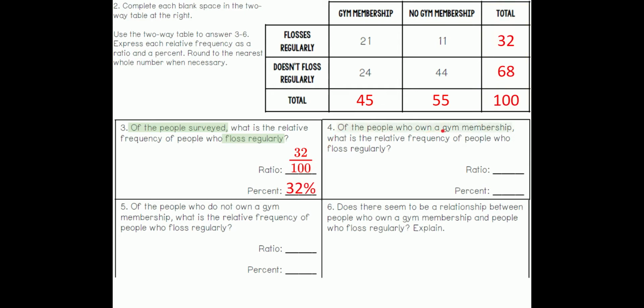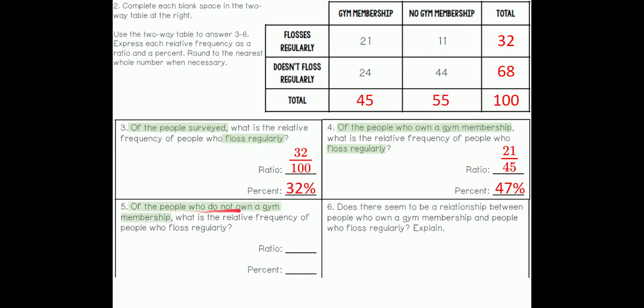So of the people who own a gym membership, which is these people, and we surveyed 45 people who own a gym membership. So of those people, what's the relative frequency of people who floss regularly? So how many of these total people floss regularly? Well, 21 out of 45 of them. And 21 divided by 45 should get you a percent of 47.